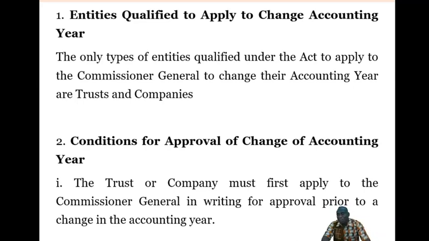So, condition for approval of the change of accounting year. The trust and company must first apply to the Commissioner General in writing for approval prior to the change in accounting year.